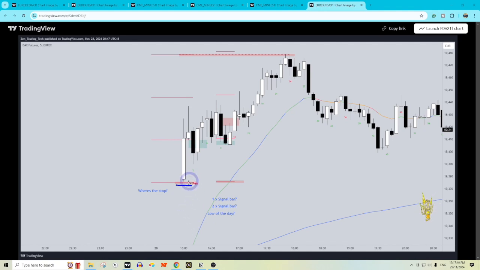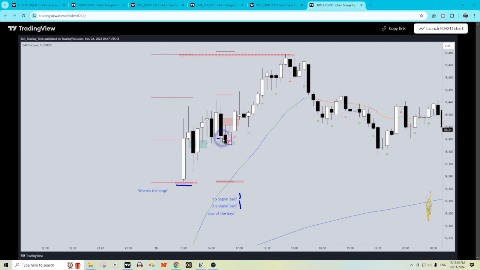When we're talking about stop locations for this trade, well, if you're buying here, you've got a couple of choices for a stop. One is 1 tick below the low of the day. If you're buying below a bull bar and you get a new low, you're probably not in a bull trend anymore. The other options are using 1 or 2 times the signal bar.